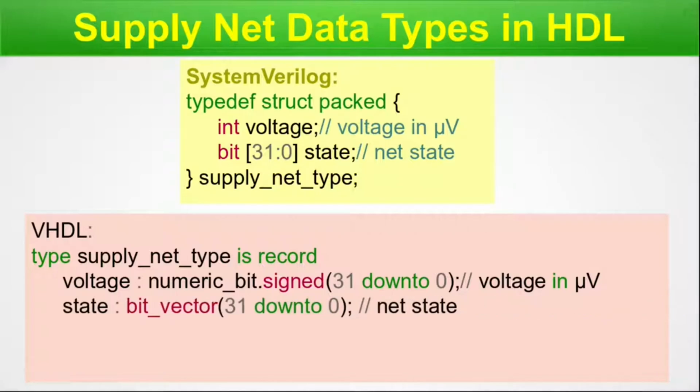The next one is state. There is a bit vector and the bus size is there next to it. That is 31 down to 0. And it gives the net state. And we end it with the end record.